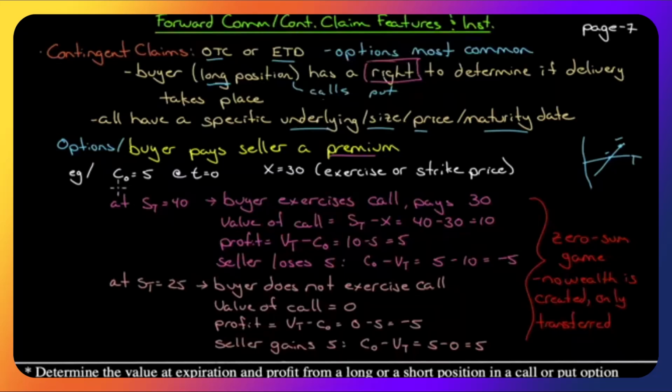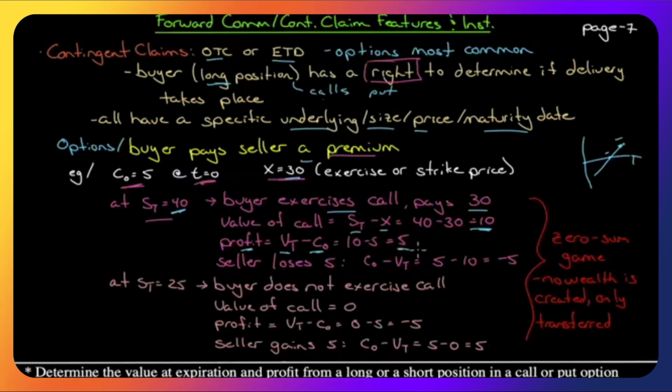So let's say the price of a call option is $5 at time 0, with a strike price of $30. This is called the exercise or strike price. At expiration, the stock price is $40. This contract gives you the right, the long position, to buy the stock for $30, and the seller must deliver the stock for $30. So the buyer is going to exercise the call and pay $30 for the stock. So what is the value of the call on expiration? It is the difference between 40 and 30. ST minus X is 10. That's the value of the call on expiration date. The profit is the value minus the cost to get it done.